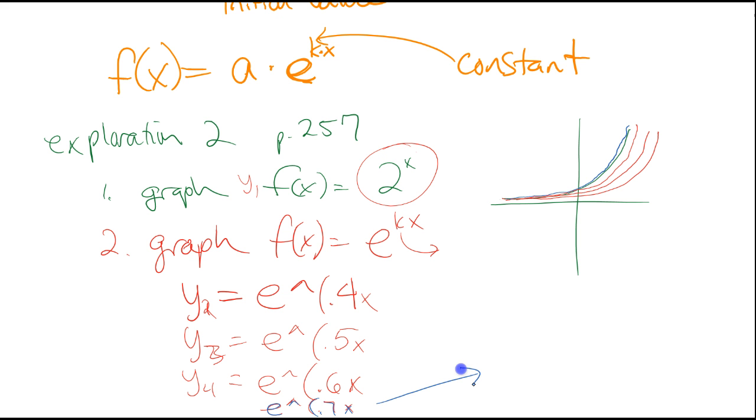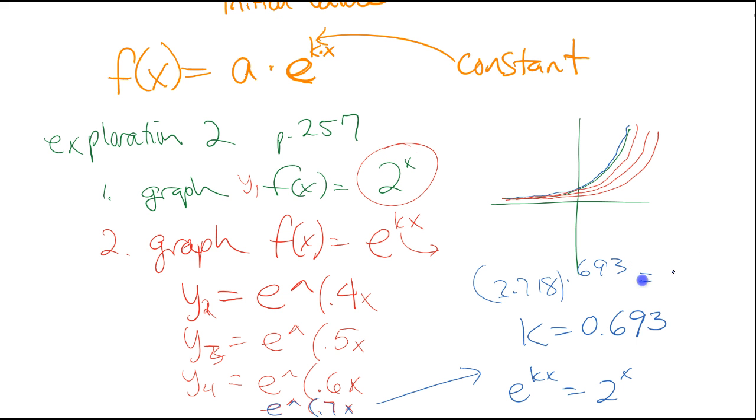So the final answer is that we need a k value of 0.693 to make e to the kx equal 2 to the x. So that means that if we did 2.718 to the 0.693 power, we get about 2.